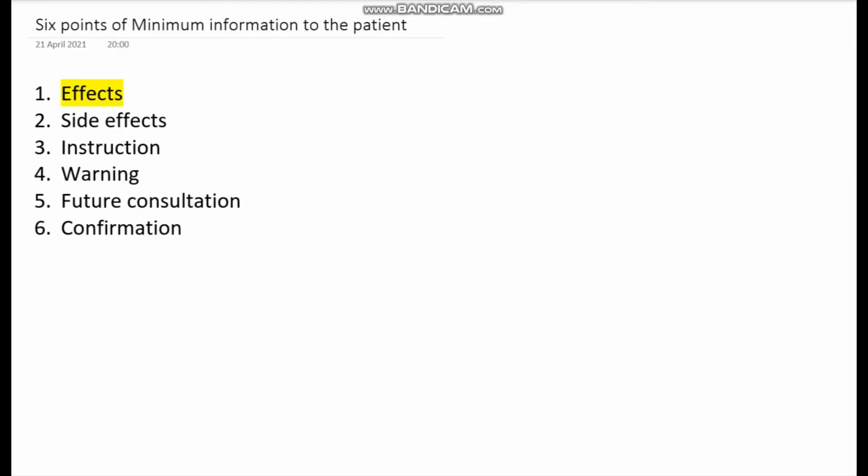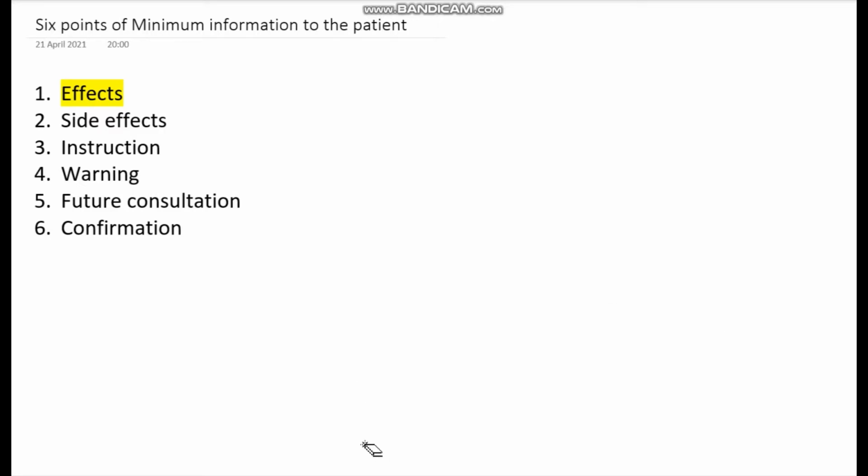All right, so let's begin with the discussion. Here on the slide, you can see I've mentioned something called 6 points of minimum information to the patient. So basically, this says that your patient needs to know at least 6 points about whatever treatment he has been given. Okay, this goes without saying that obviously the first part of the communication with the patient is going to be understanding the patient, understanding his symptoms, finally coming up with a rational therapy, a pharmacotherapy, and then whatever instructions you give to the patient is what I have listed down.